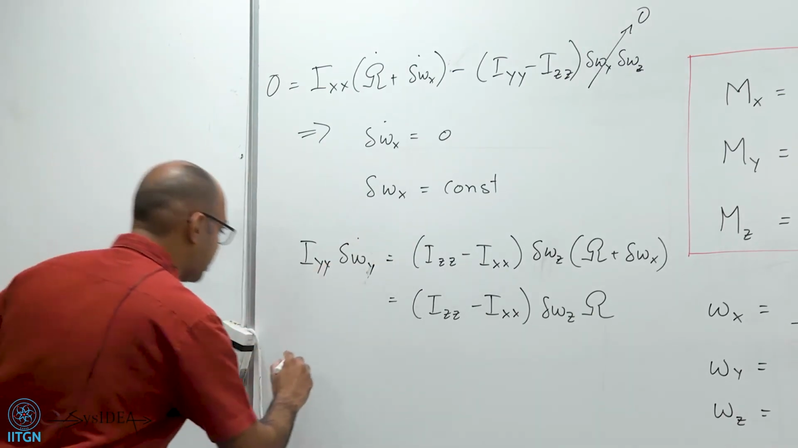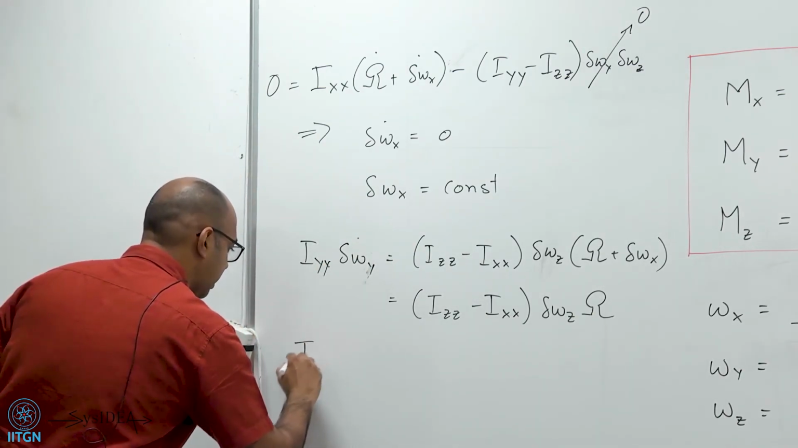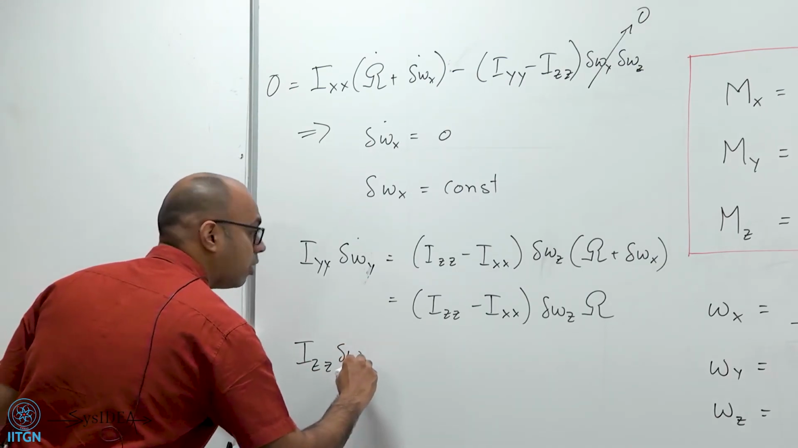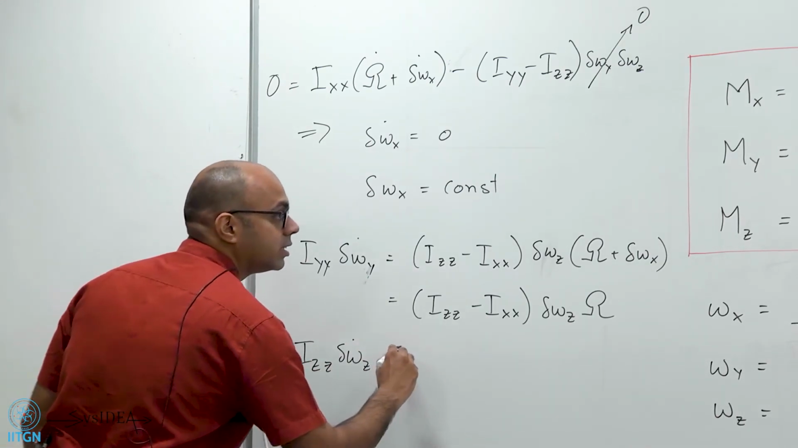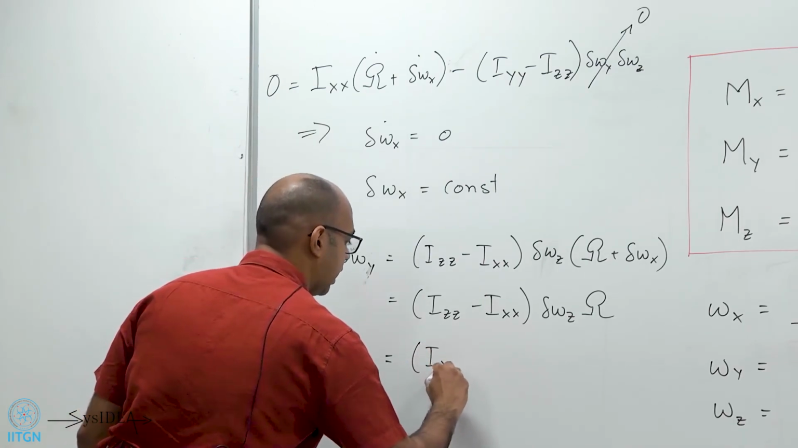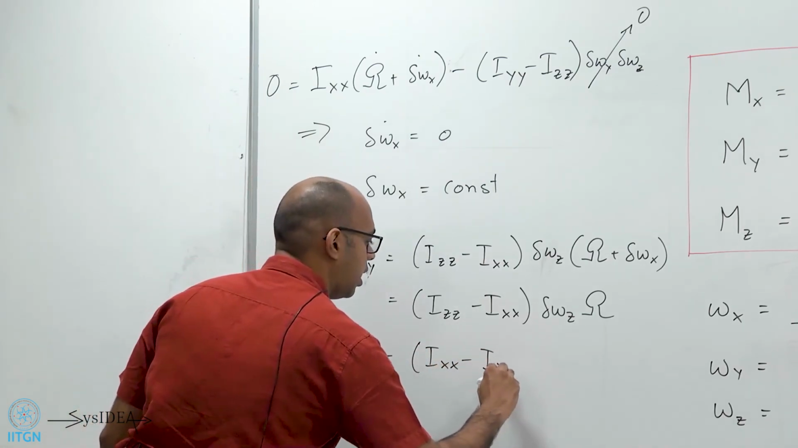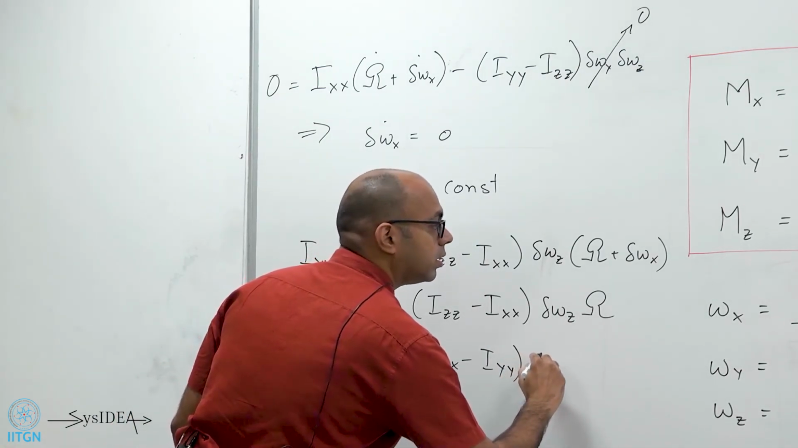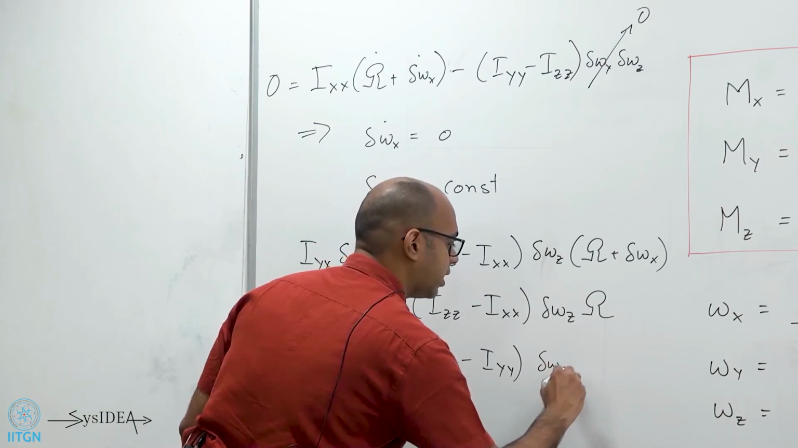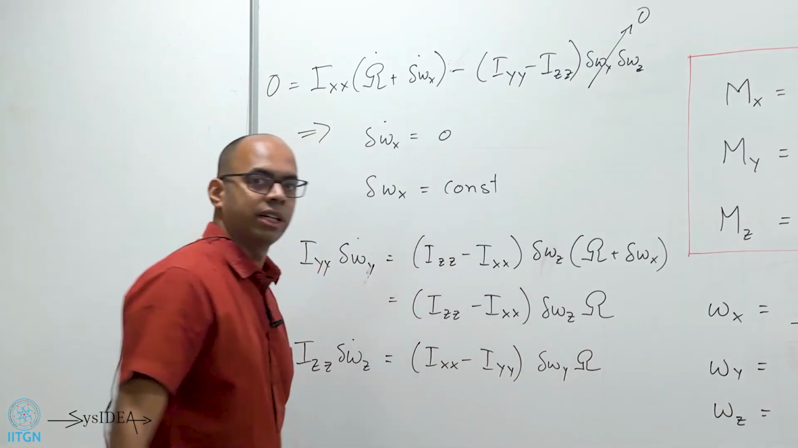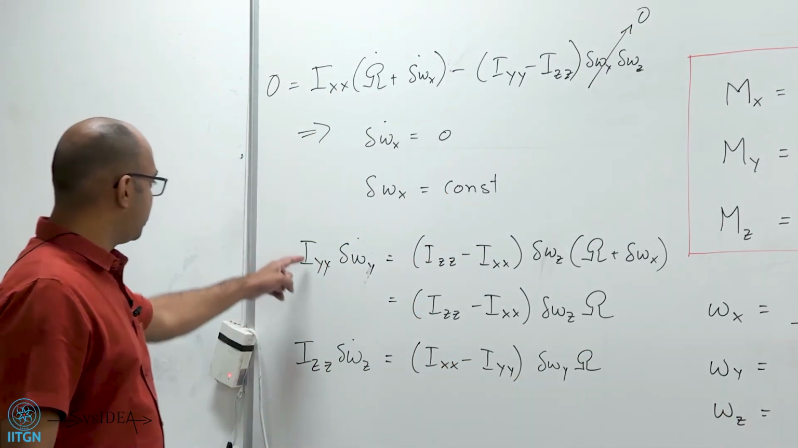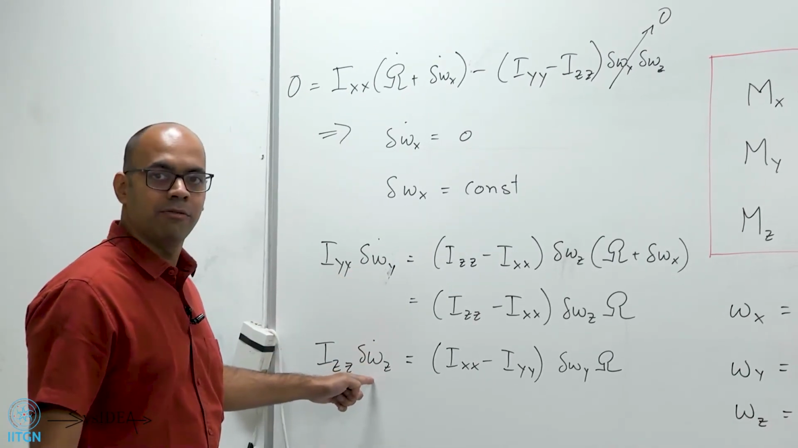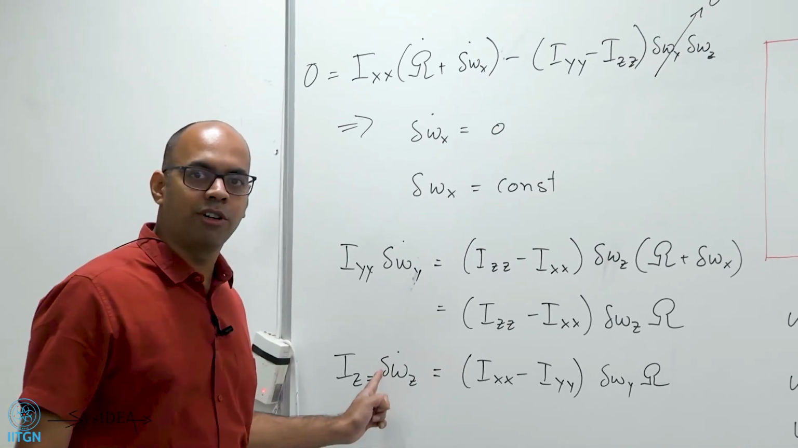Likewise, for the last equation, I will again have a very similar equation. Delta omega z dot is equal to (Ixx minus Iyy) delta omega y multiplied by capital Omega. Now the question is, from these equations, can we say whether the perturbations in x, y and z grow with time or do they remain bounded?